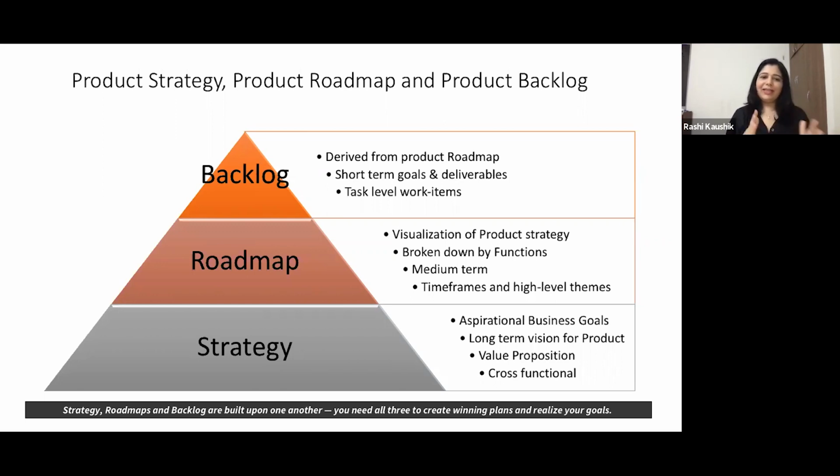Now, the key difference, as I stated earlier: while the strategy can be a 3-year or a 5-year strategy, the roadmaps are generally yearly or half-yearly and in some cases even quarterly, whereas the backlog will only cover a couple of releases. One thing here is that the strategy, roadmap, and backlog are all built upon one another.